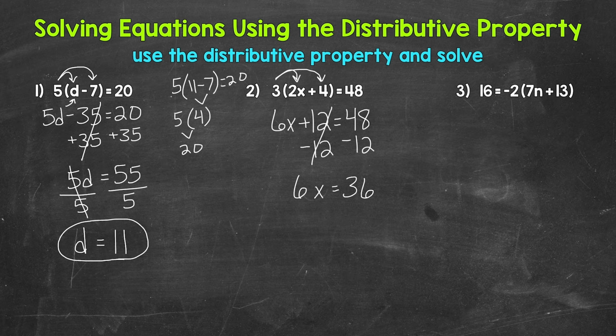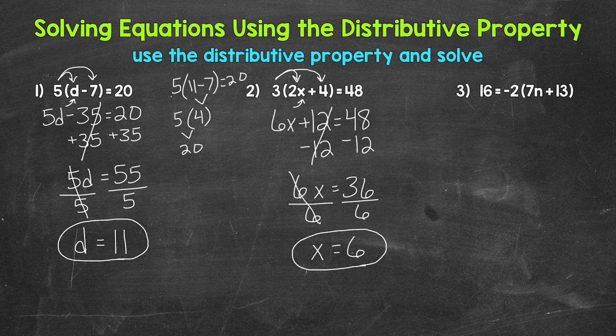6 times x equals 36. So we need to undo that multiplication. The inverse operation is division. So let's divide both sides by 6. The 6s on the left side cancel each other out. X is now isolated, so we have x equals, and then on the right side, 36 divided by 6 gives us 6. So x equals 6. That's our solution. Now let's check this by plugging 6 in for x.